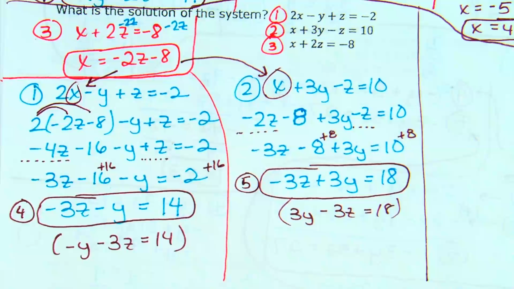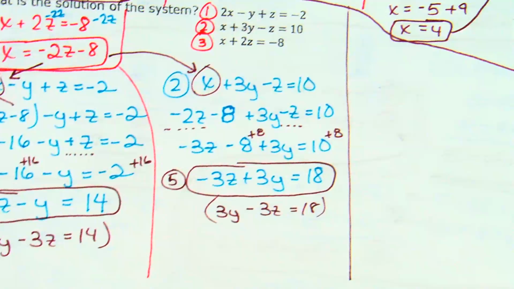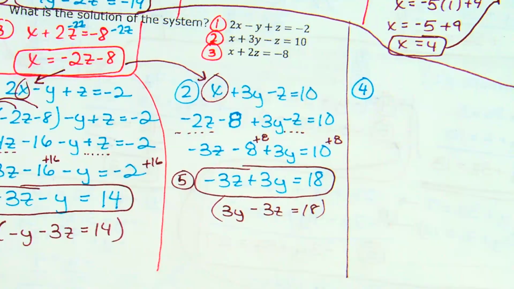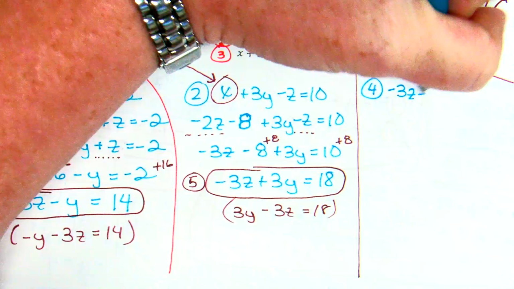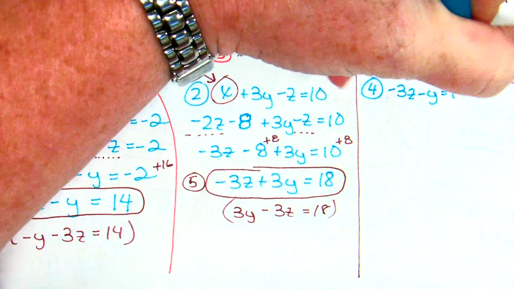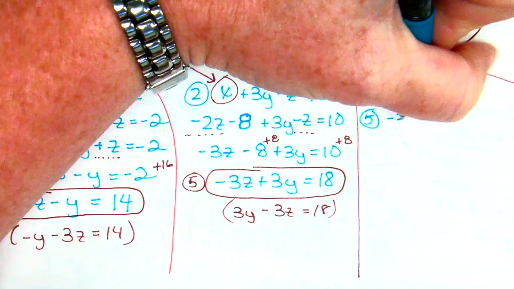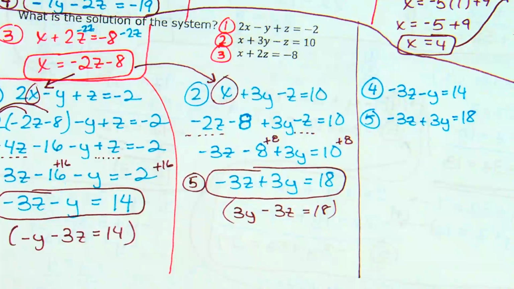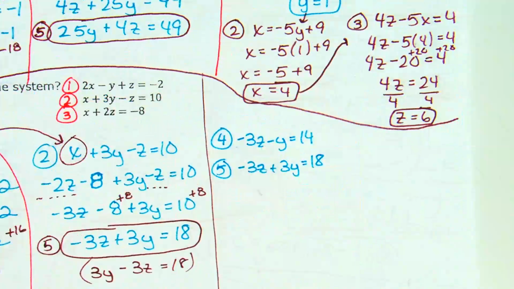And so now we put together equations 4 and 5. So equation 4, negative 3z minus y equals 14. Equation 5, negative 3z plus 3y equals 18. What are you guys thinking here?